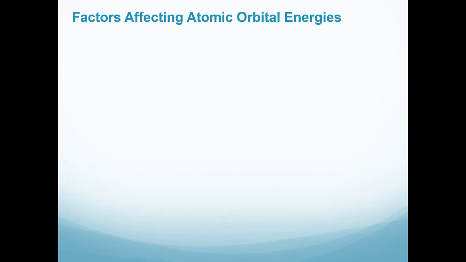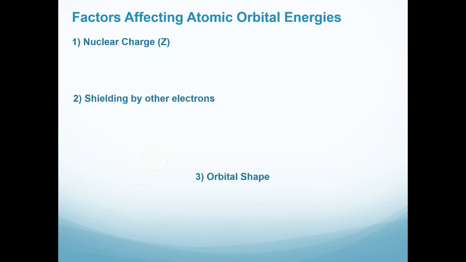So we want to explore those factors, why we have differences in energy even if they have the same principal quantum number. We have a few different factors that affect this. The first one is going to be the nuclear charge, or Z, and we'll talk about what that is. The second one is going to be shielding by other electrons. And the last one is going to be the orbital shape.